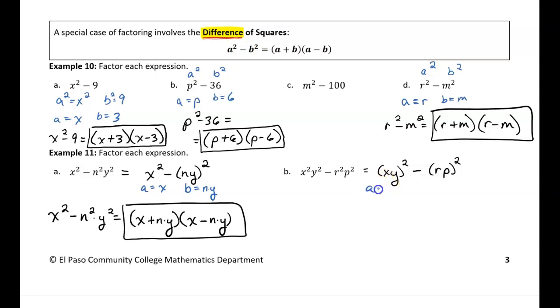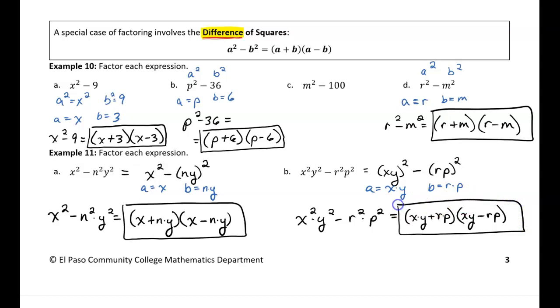And then if you want to label, your A value will be X times Y, and your B is R times P. And we write into the rule to get our answer, the factorization of that expression. So parentheses, my A value is X times Y, plus my B value R times P. Then I'll do the same thing, but a subtraction in between. XY minus RP. And there it is.